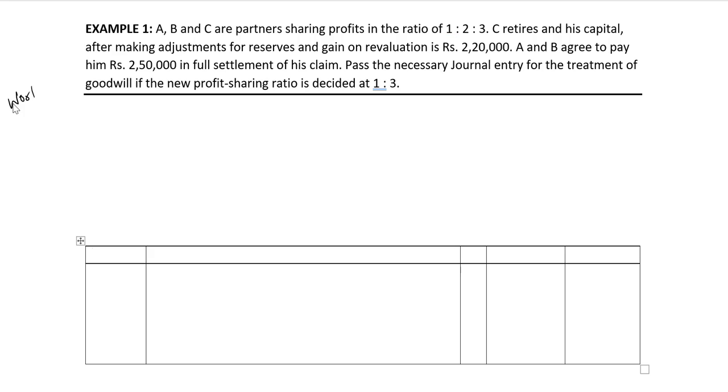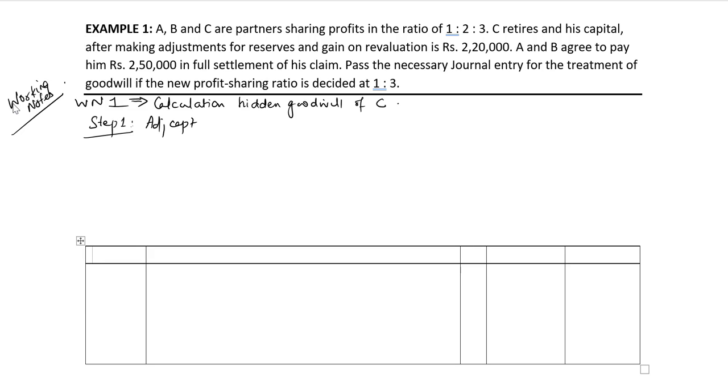We'll begin with the working notes. The first working note, we'll calculate hidden goodwill of the retiring partner C. So step 1 is to get the adjusted capital of partner C. It says here C retires and his capital after making adjustments for reserves and gain on revaluation is rupees 2,20,000. So we have the adjusted capital of partner C as rupees 2,20,000.